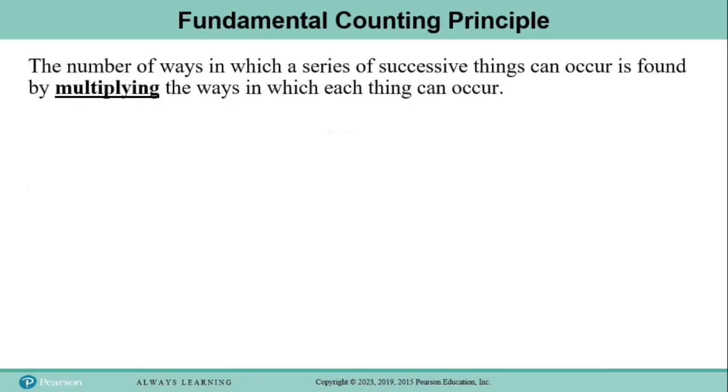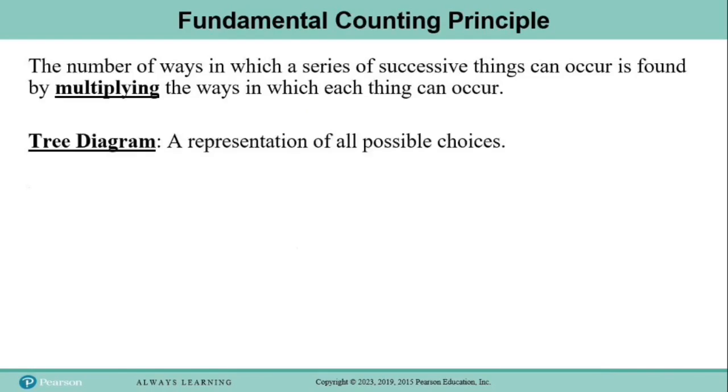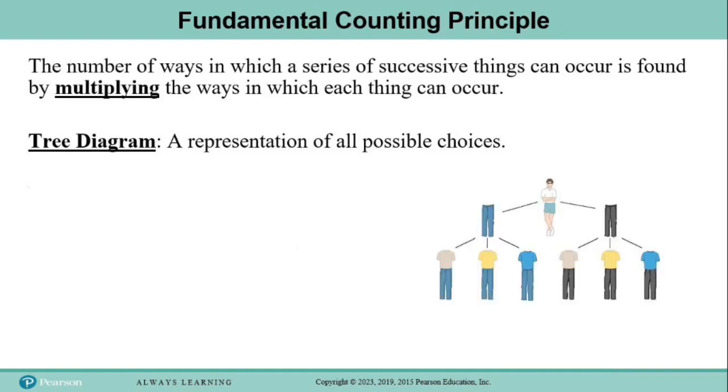So here's the fundamental accounting principle. The number of ways in which a series of successive things can occur is found by multiplying the ways in which each individual thing can occur. One way you can see this is by drawing a tree diagram to represent all of the possible choices.